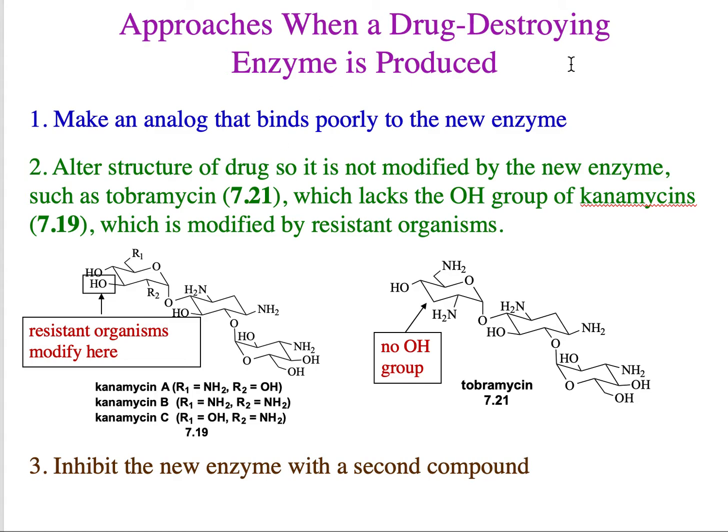All right, so when a drug-destroying enzyme is produced, you want to make an analog to get around the new enzyme. So, for example, with kanamycin, if the bacteria is getting rid of that kanamycin, you take out the OH group. The bacteria is adding a phosphate group here, so you remove that OH group, so it can't do that anymore. So that's kind of the more elegant approach. The second thing is to inhibit the new enzyme with a second compound.